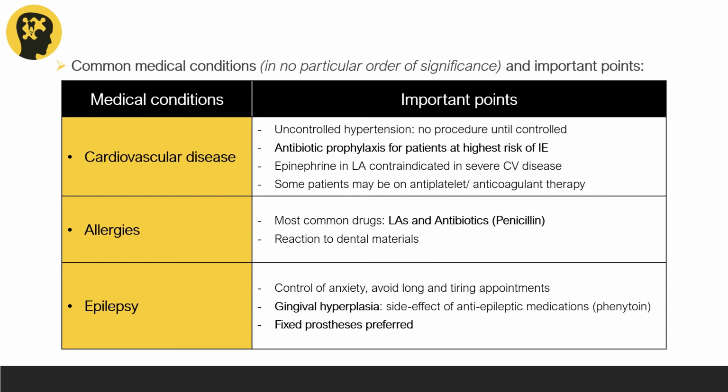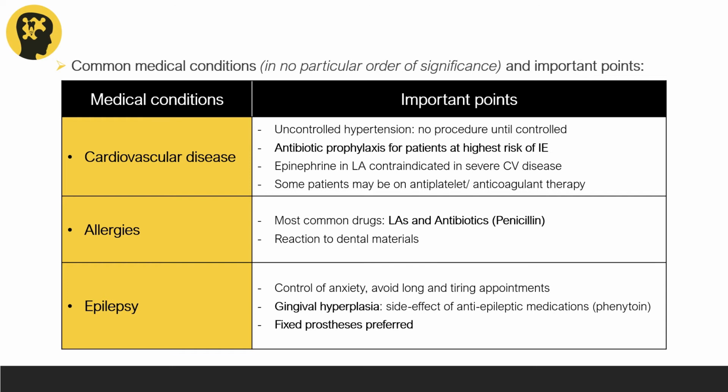Now, antibiotic prophylaxis has been recommended only for patients at the highest risk of developing infective endocarditis, like patients with prosthetic heart valves or a patient who's had infective endocarditis in the past. Some patients may also be on antiplatelet or anticoagulant therapy for conditions like, say, atrial fibrillation or pulmonary embolism. So for these patients, always consult with a physician to check if temporary discontinuation of the therapy is required before any procedure where bleeding is anticipated.